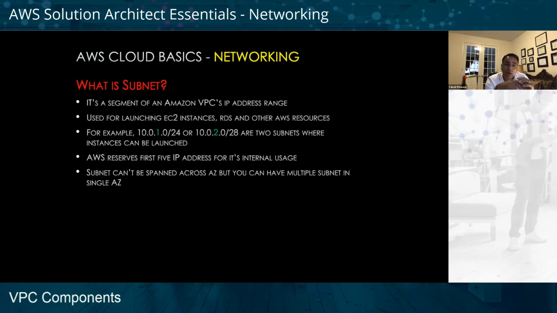Right, the first 5 IP addresses are reserved by AWS, so you can't use them. 10.0.0.0, 1, 2, and 3, and I think 4, if I remember correctly, is reserved for future usage. 0 is for the routing table, and 1, 2, and 3 are used for other reasons by AWS. You cannot use those first 5 IP addresses in that subnet. So you can always start from 5, 6, and onwards.